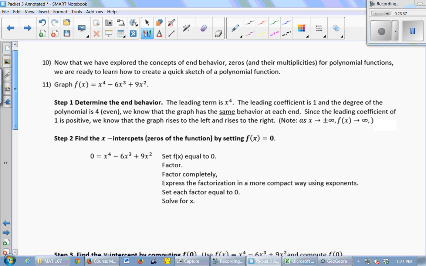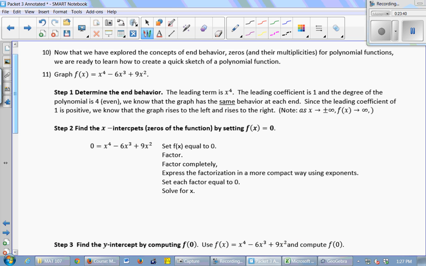So now that we've explored the concepts of end behavior and zeros and their multiplicities for polynomial functions, we can learn how to create a quick sketch of a polynomial function. Okay, so step 1 is look at the end behavior. Here's my function, x to the 4th minus 6x cubed plus 9x squared. Touchdown. It's got even degree, positive leading coefficient, both arms up. So you can even just draw yourself a little sketch of what the end behavior is going to look like if you don't want to use arrow notation.